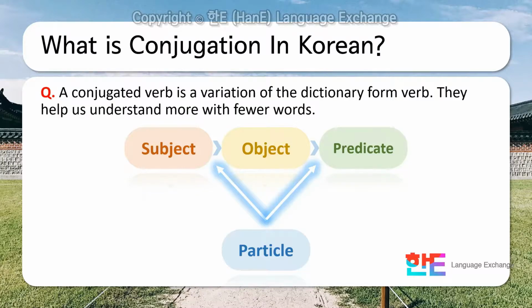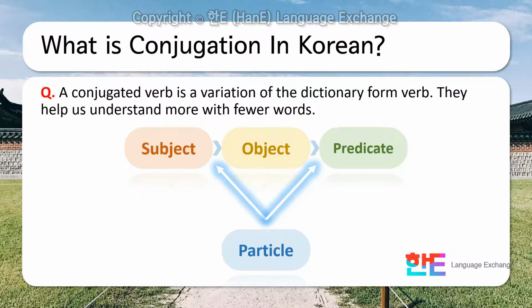So a conjugative verb, which we're going to talk about a lot in detail today, is basically a variation of the dictionary form verb. What that means is that we're going to take a verb from the dictionary, and it's going to be given in this form called a dictionary form. Now we're going to modify that into a form that we can use in terms of a verb.